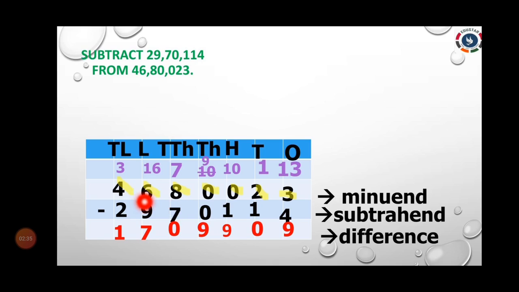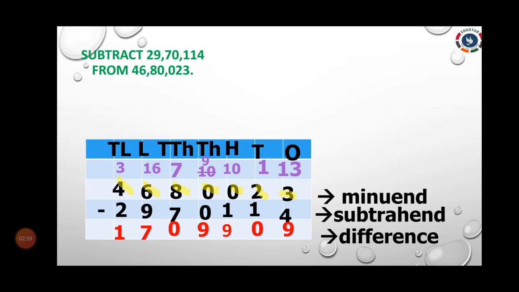Then we have 6 and 9. 6 is the smaller value, so we cannot subtract 9 from 6. So the 6 gets 1 from the 4. The 4 gives 1 and becomes 3. That 1 moves to the lakh place, so the 6 becomes 16. Now 16 minus 9, how much? 7. You write 7. And in the 10 lakh place, 3 minus 2 is 1.